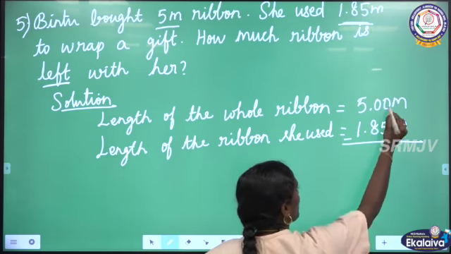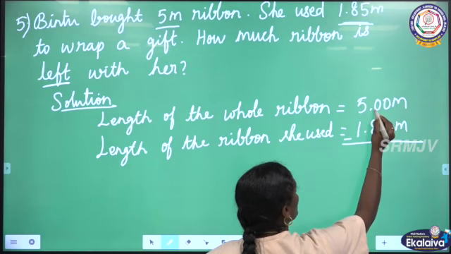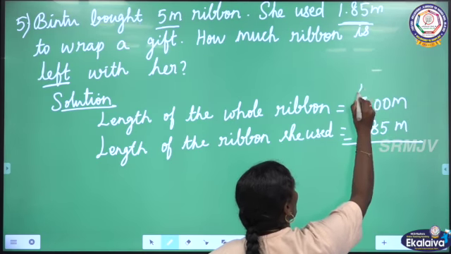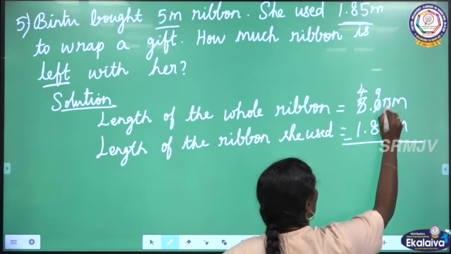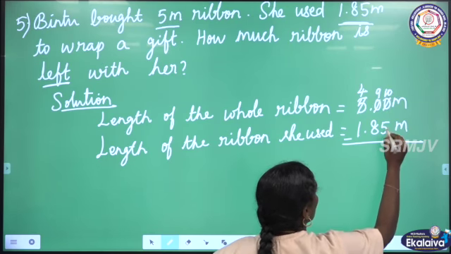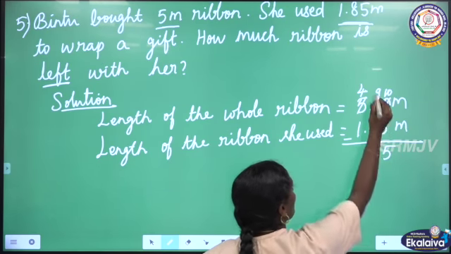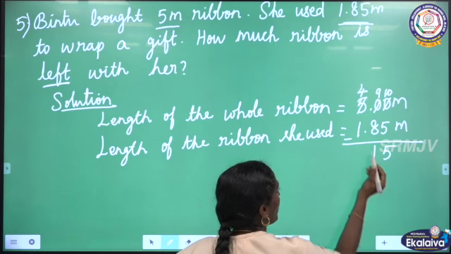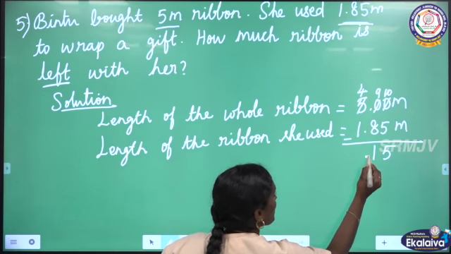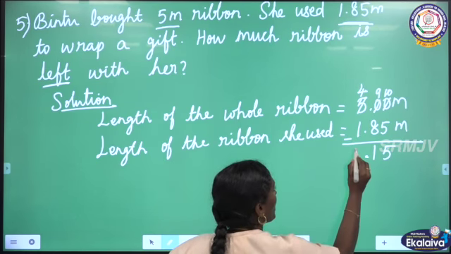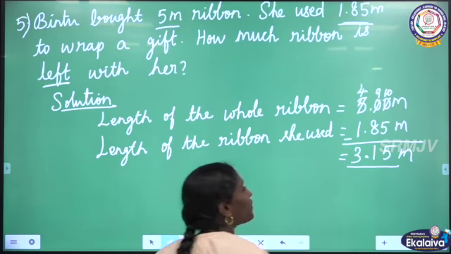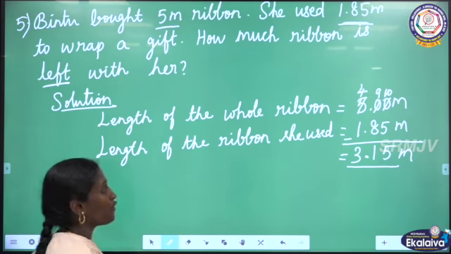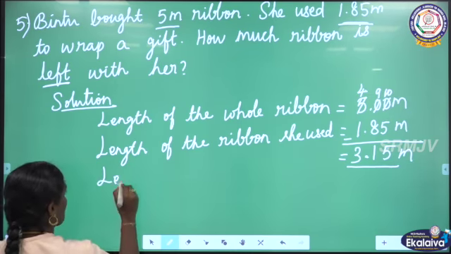Now, we have to subtract 0 minus 5. We can't do the subtraction. So, we have to borrow from 5. 5 will become 4. This 0 will become 9. This 0 will become 10. 10 minus 5, 5. 9 minus 8, 1. Now we have to keep the decimal point. 4 minus 1, 3. So this is the length of the ribbon left with her, 3.15 meter.